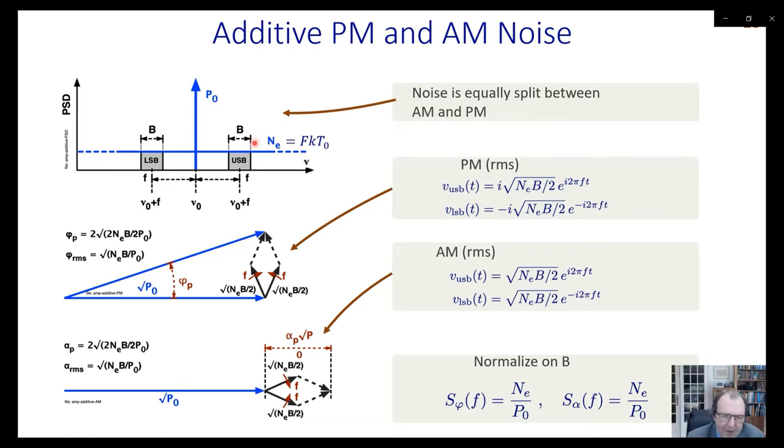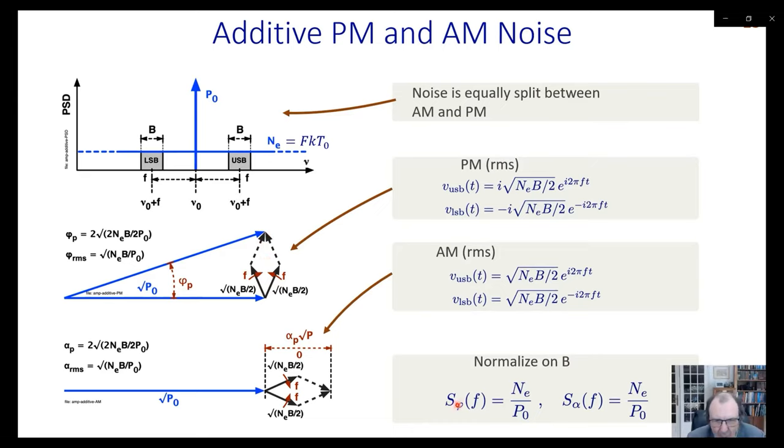So we can think of this as a vector. So first, the carrier is represented as a vector. Second, you have upper sideband that is a small vector rotating counterclockwise because the frequency f is higher than the carrier. The lower sideband is the same, rotating clockwise because the sideband is lower than the carrier. And then when we combine these vectors with the carrier, we have something swinging here. And when we calculate the ratio between this and this, we have to introduce a further square root of 2, because this is swinging sinusoidally.